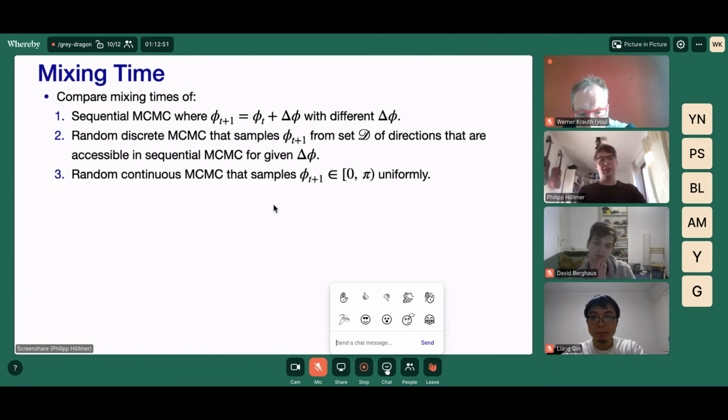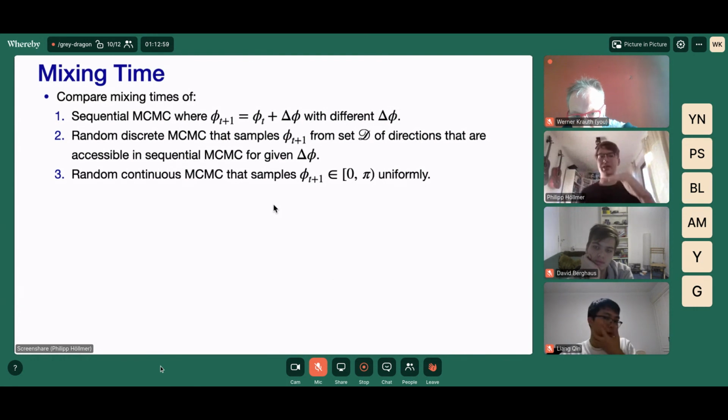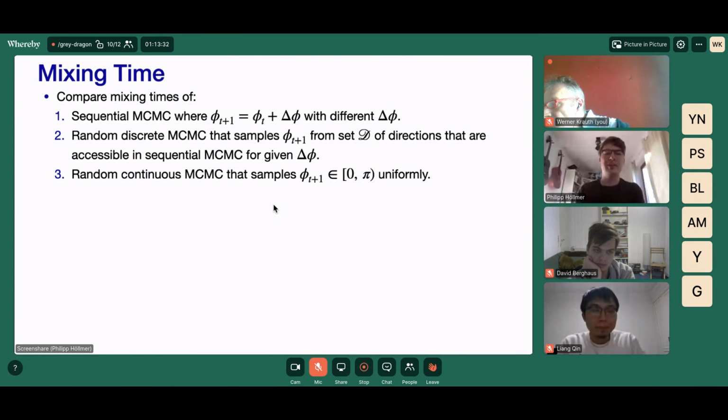If you think about it, in our sequential scheme, we construct a set of directions that are accessible. So for 90 degrees, only the directions 0 degrees and 90 degrees are accessible, because then we have this repetition. So we can likewise consider random discrete MCMC, as I call it, where we sample the next direction randomly from this set, not sequentially. This would be like using random particle indices instead of particle index sweeps. And the last scheme we compare to is random continuous MCMC, where we sample the new direction uniformly.